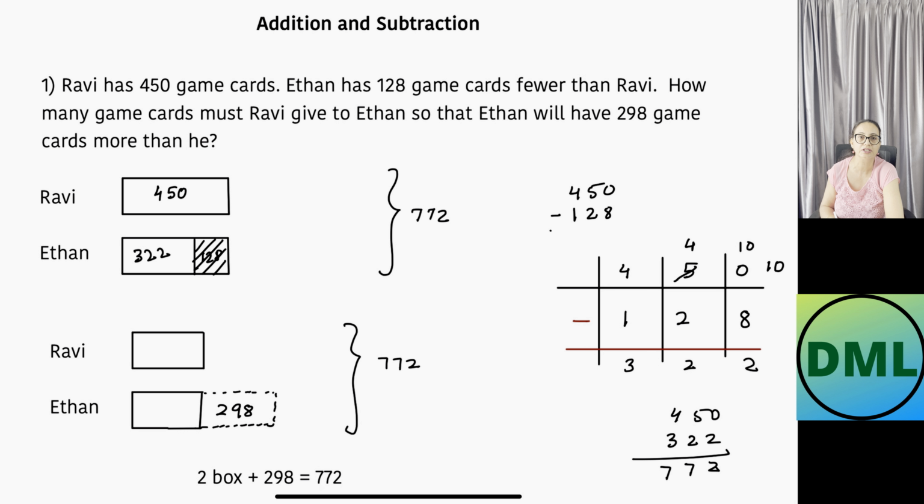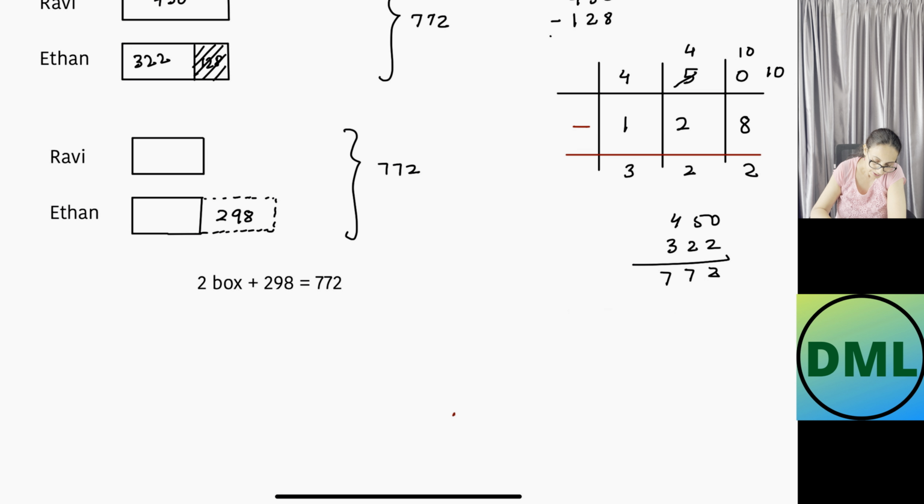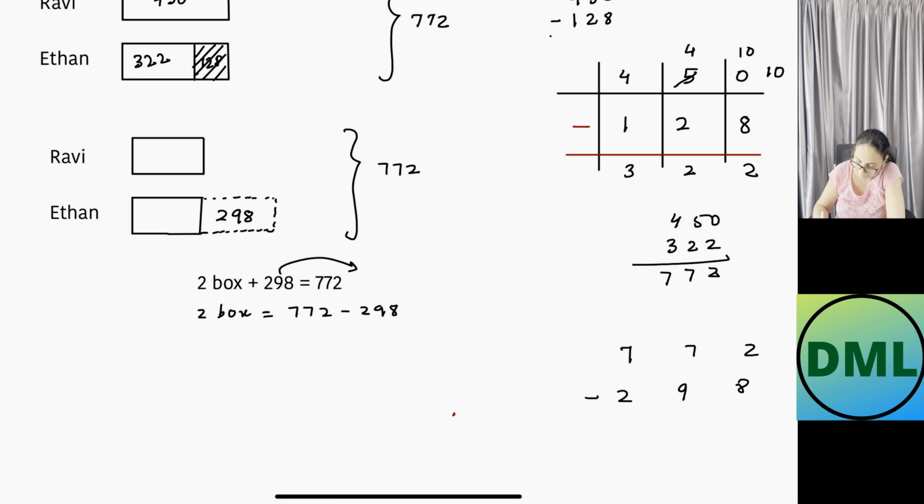I need to solve this for one box here. Let's solve this here. 2 boxes is equal to 772 minus 298. Move this to the other side. I need to subtract it. Let's subtract it with the same method. 772, I need to subtract 298.